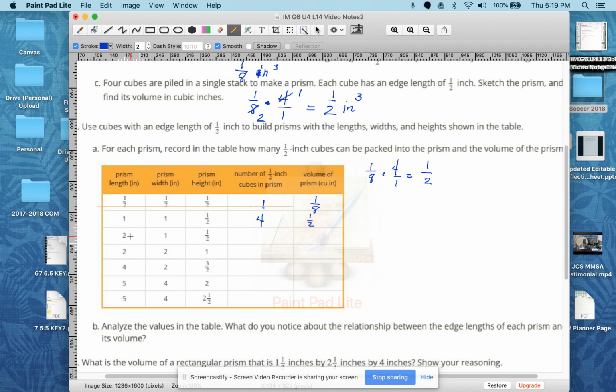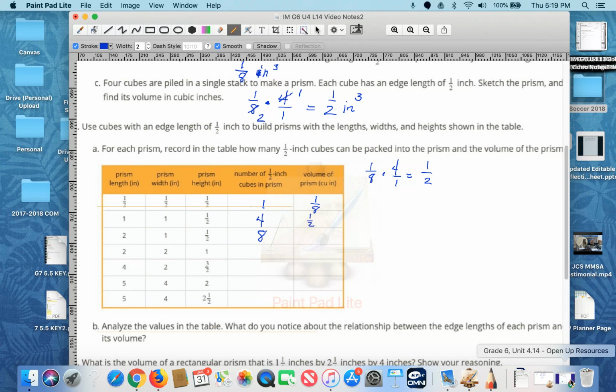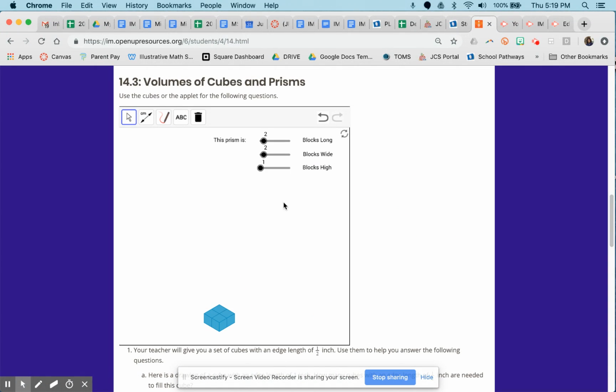The next one is 2 inches long and 1 inch wide and 1/2 inch high. So basically in this one here, we have 4. Now we're doubling in length. So if we double only one of them, we're going to have 8 cubes. And if we test that, we've got 2 inches in length. So let's open this up.